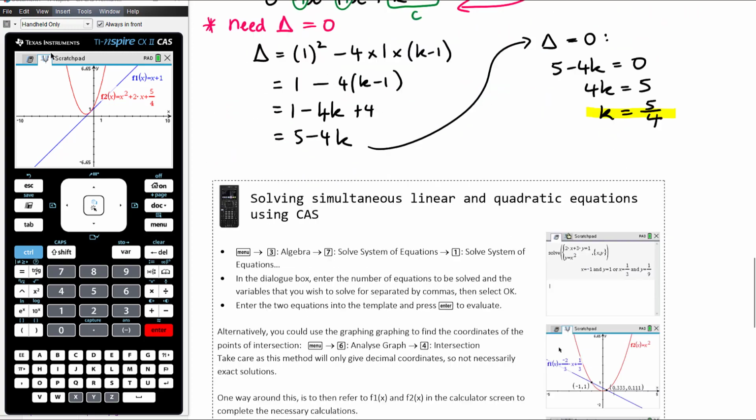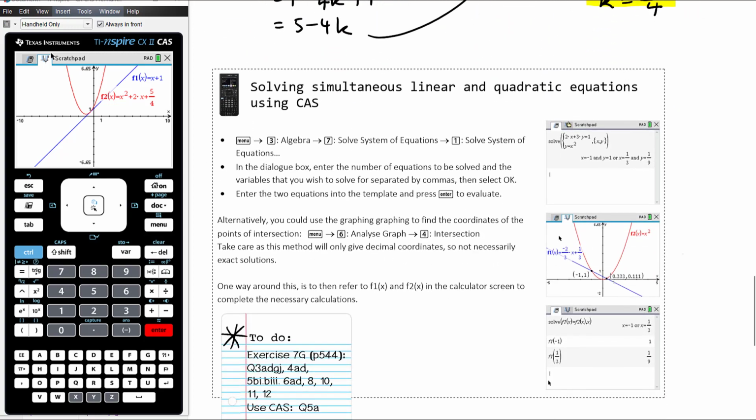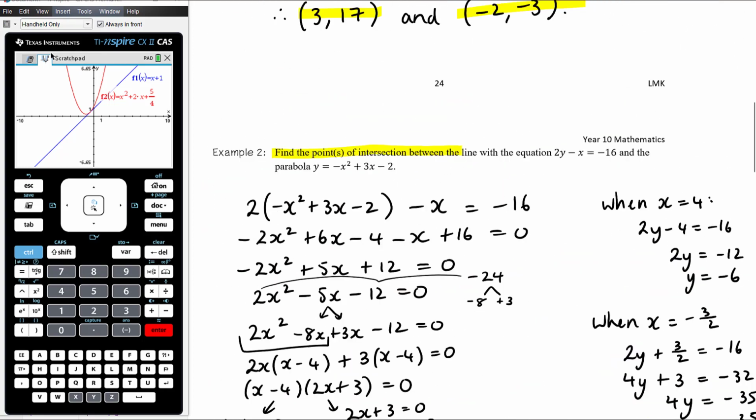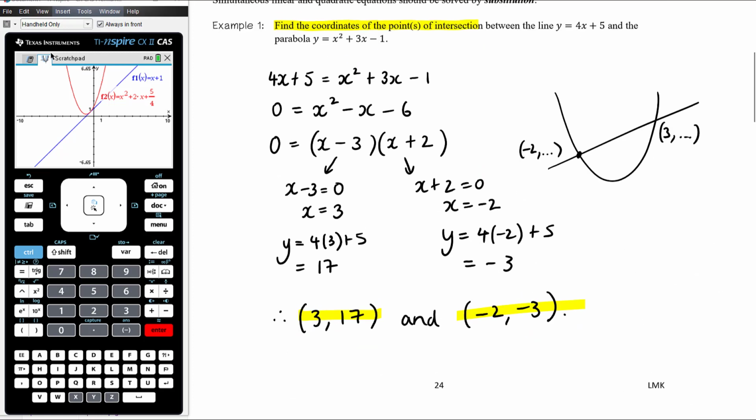A couple of other things just in terms of finding points of intersection using your CAS. Let's just have a couple of chats about the different ways that we can do that. Let me just go back to perhaps the first example to use as an example here. So I'm just going to press delete 3 times. Okay, let's start again. So you could do it graphically.